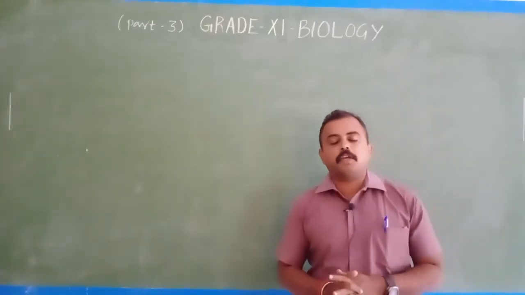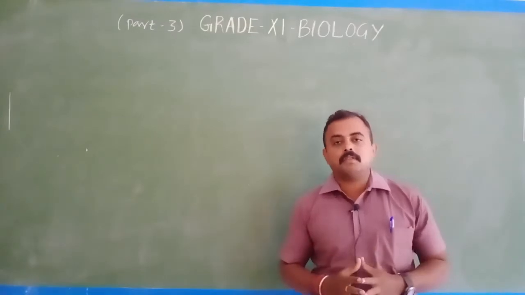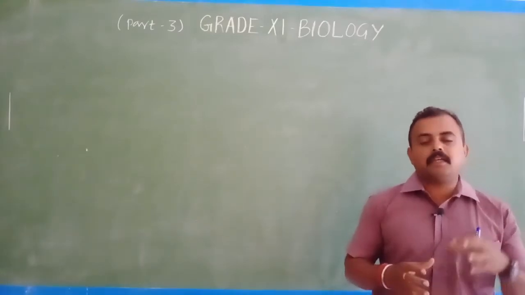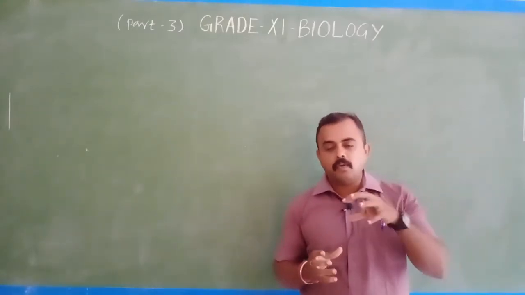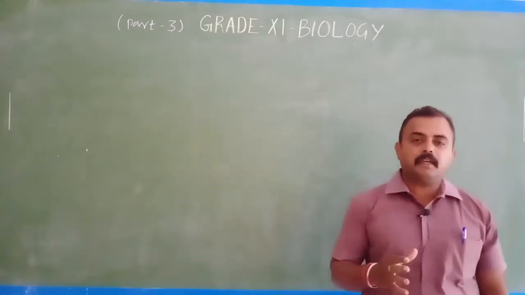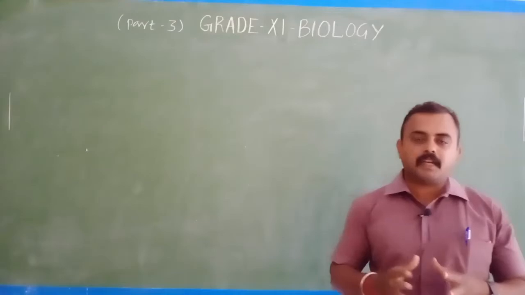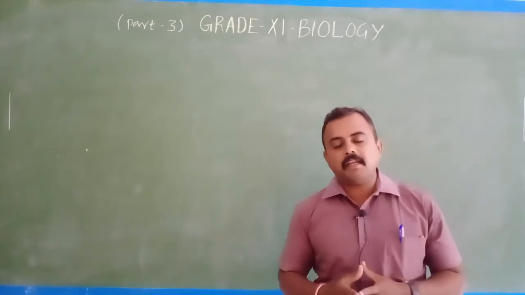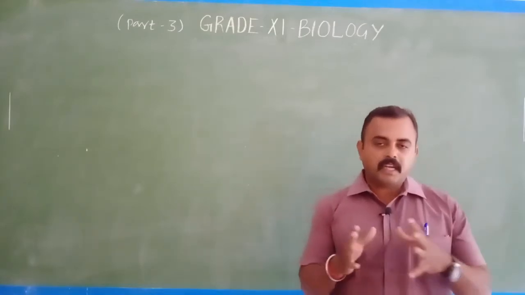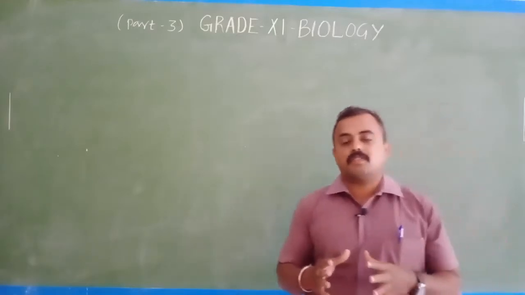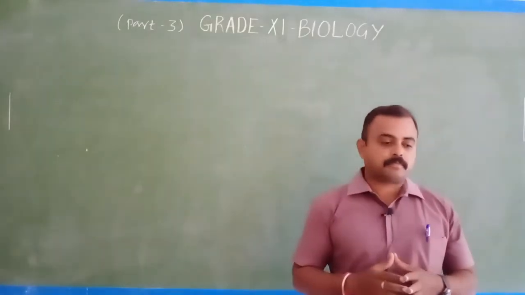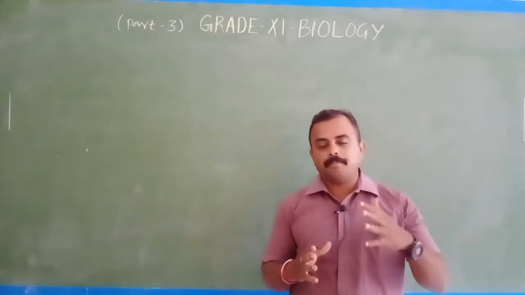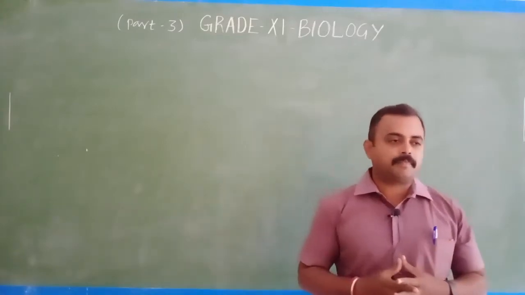In the previous video we talked about the position of calyx, corolla, androecium and gynoecium on the thalamus, how it is situated. Based on that, it has been divided into three types: hypogynous, perigynous, epigynous. The next one, in the parts of flowers, we have seen about the calyx and corolla.